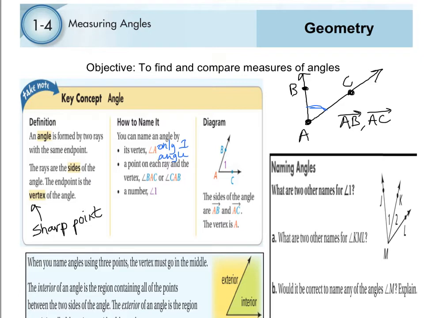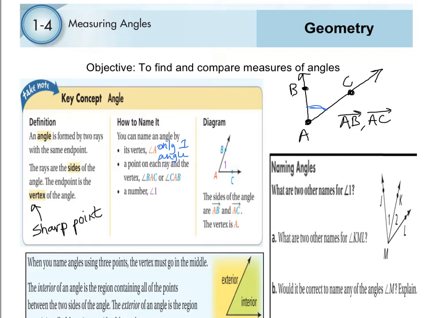Or you can name it with a number. Angle 1. In this case, the 1 is always going to be on the inside. So there's three ways. You can name it with a single letter, the vertex, if it's only one angle. You can name it with three letters. The vertex must be in the middle. Or you can name it with a number.